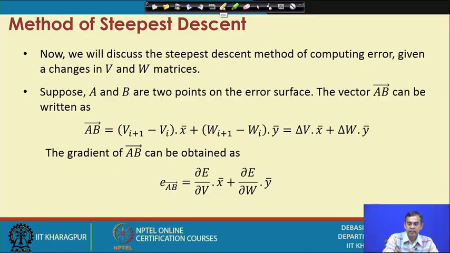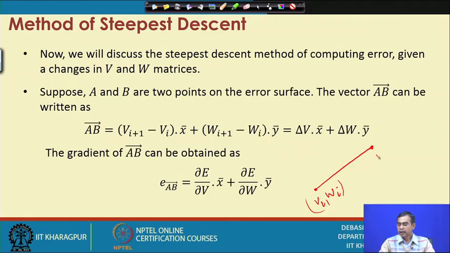It requires a little bit of vector concept. Here, suppose A and B are 2 points. A is V_i and W_i, in the 2 dimensional space of V and W, and this is V_(i+1) and W_(i+1), the next point.